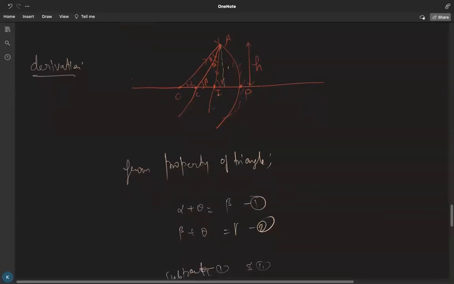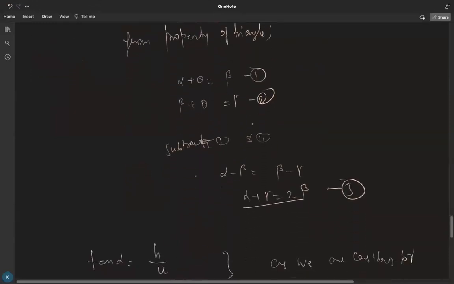Now, from the property of a triangle, the exterior angle is equal to the sum of the two opposite interior angles. So in triangle OCA, I write beta is equal to alpha plus theta, and in triangle CIA, I write gamma is equal to beta plus theta. Now I subtract the two equations, so we get alpha minus beta is equal to beta minus gamma. From this relation, we get alpha plus gamma is equal to 2 beta.